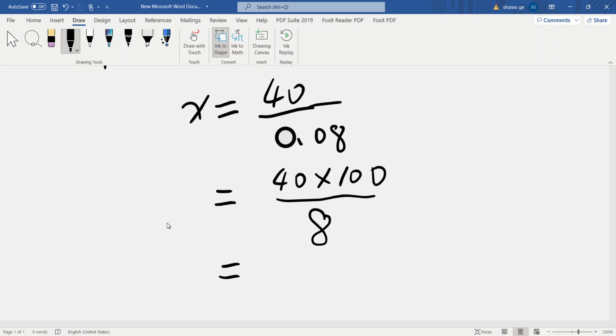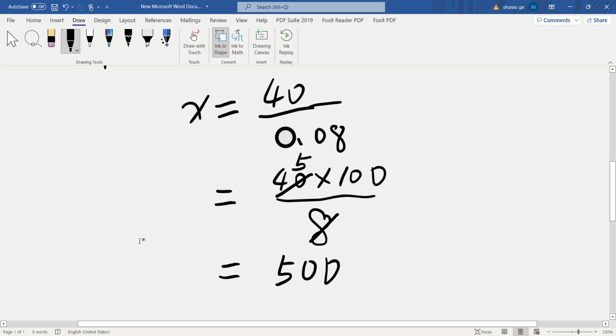Okay, so about this one, don't calculate. We can save some time, or we don't need to use a calculator. So we can just calculate by brain. So divide 8, denominator and numerator, is 5. 5 times 100 is easy. That is 500. Okay, this is the solution.